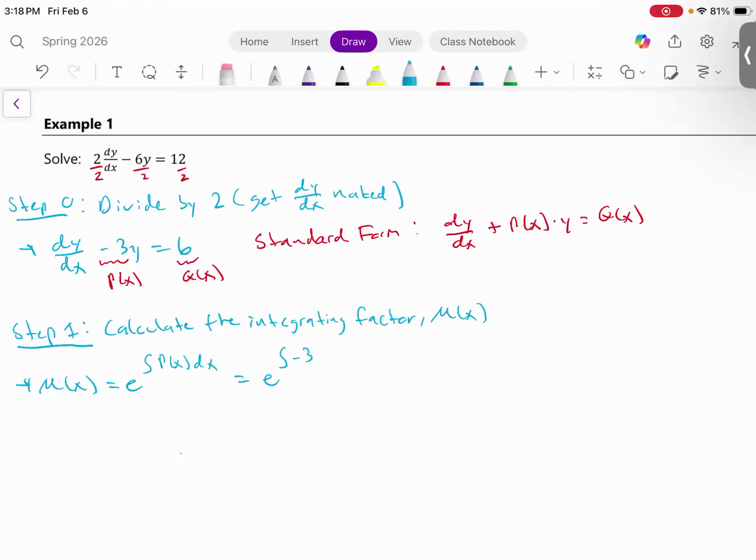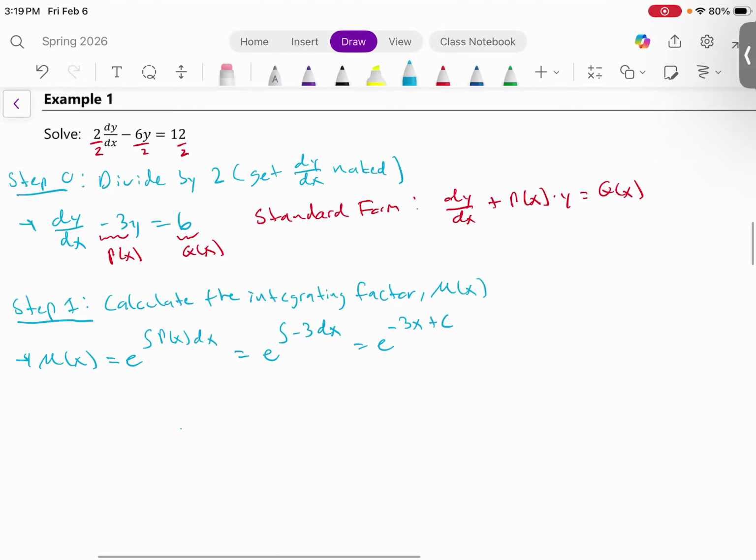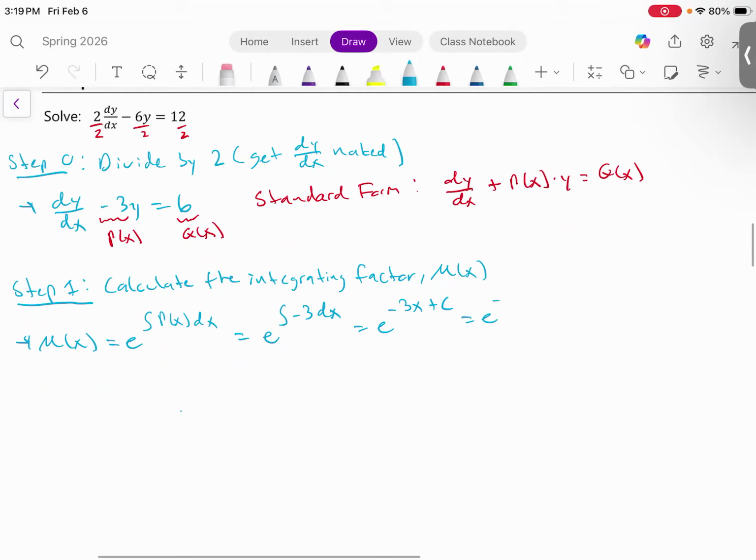So this would just be the integral of negative 3 dx. That's what our p function is. And that would just be e to the negative 3x. And then we'll account for the constant c. We can use properties of exponents and powers. We could split this up to be e to the negative 3x times e to the c. And e to the c is just another constant, so it's c e to the negative 3x. And this is our integrating factor mu.